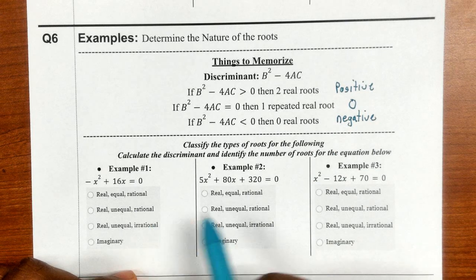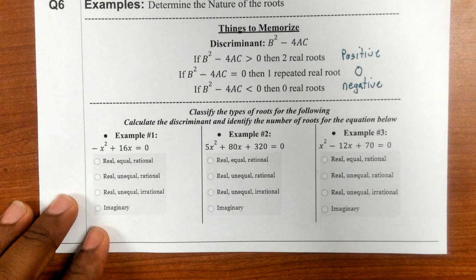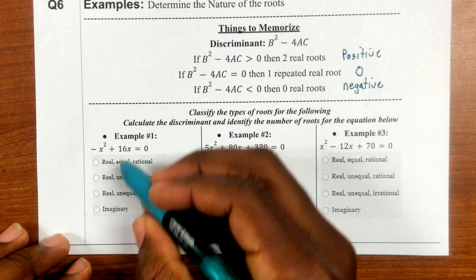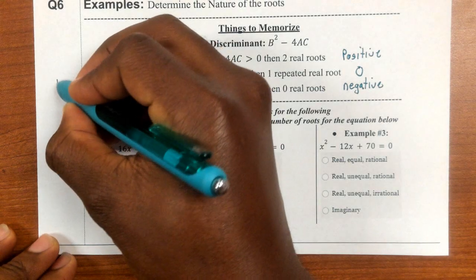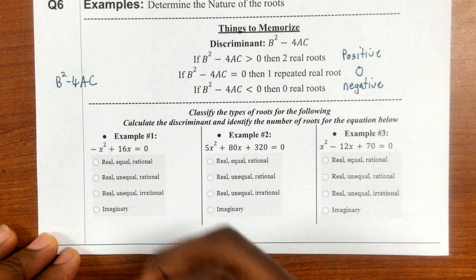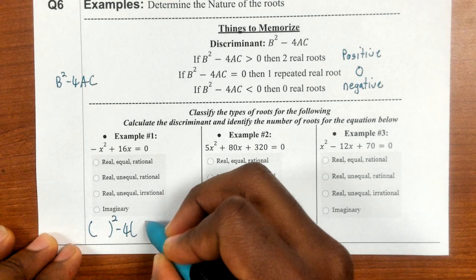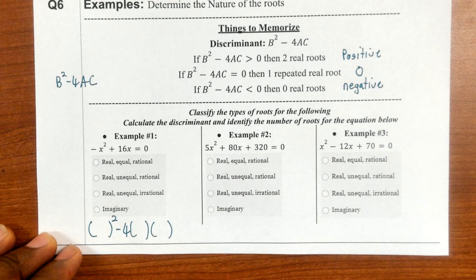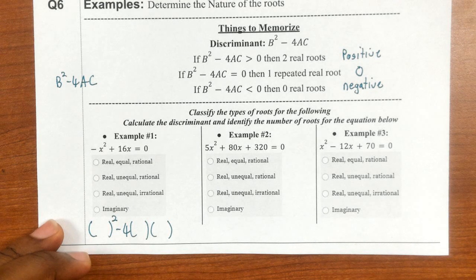So let's go ahead and calculate the discriminant for each of these questions. I'm going to try to write it down here at the bottom so that you can see it for each question. Again, we're using the formula b squared minus 4ac. A lot of times I'll set it up like parentheses squared minus 4 parentheses parentheses. Now we're going to plug in our A, B, and C. You're probably wondering, what are these A, B, and C that I'm talking about?